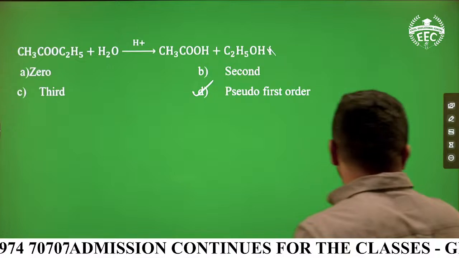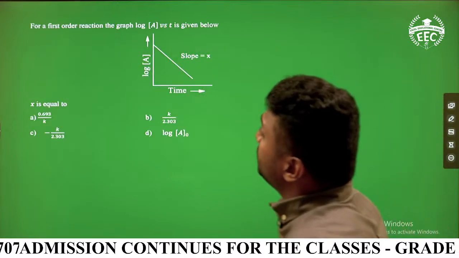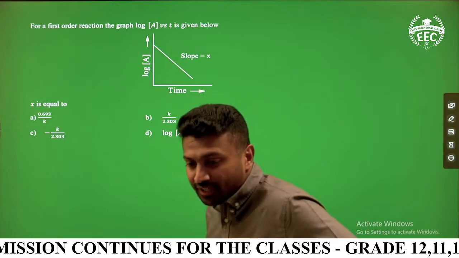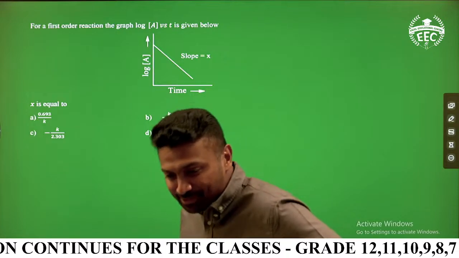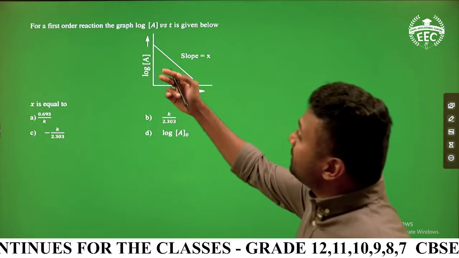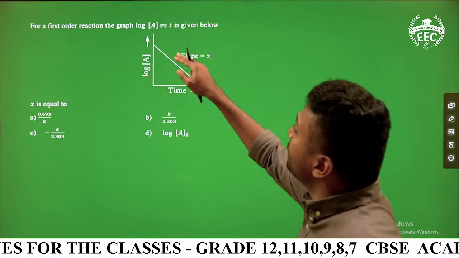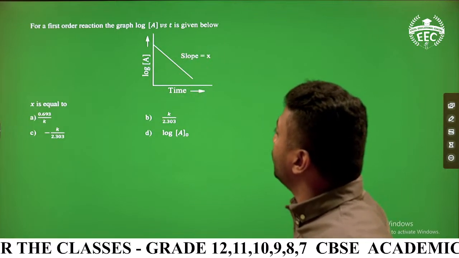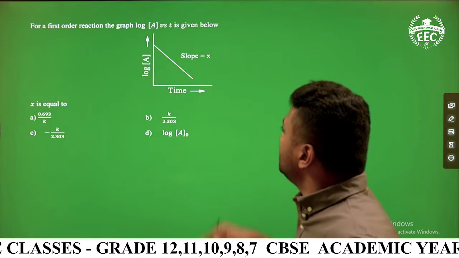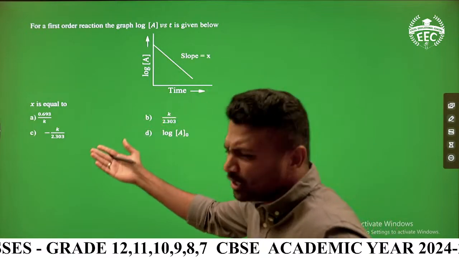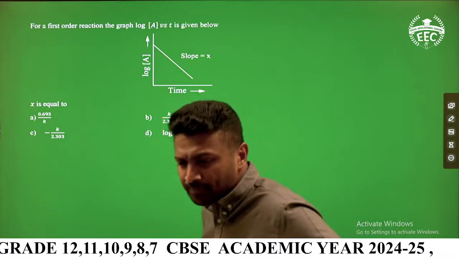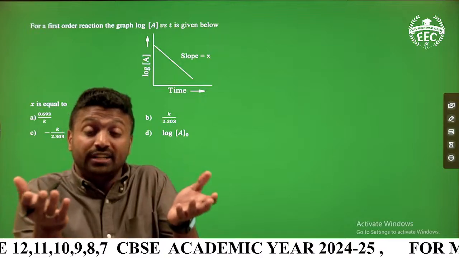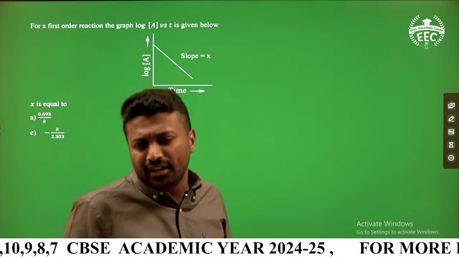Next question, please. For a first order reaction, the graph of log A versus time is given. The slope is x. What is x equal to? Let's try. First of all, create an equation in the form of y is equal to mx plus c. It's a first order reaction.